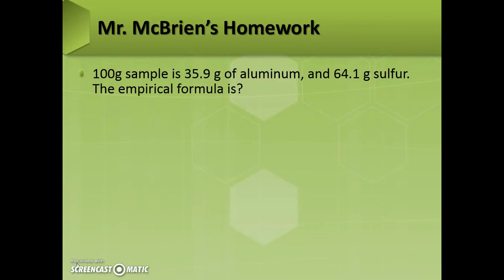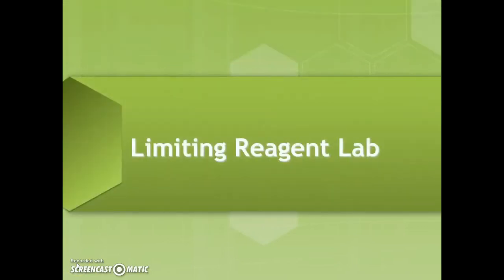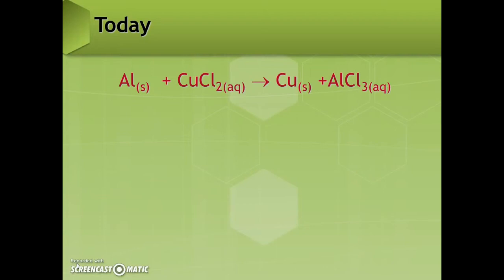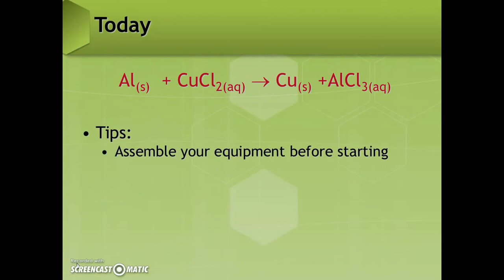Okay, so let's move on now to talk for a few minutes about our limiting reagent lab. Today we're going to react aluminum with copper chloride to produce copper and aluminum chloride in aqueous form. A few hints: it's a good idea to put your equipment together before you start your reaction. Make sure you've got everything that you need before you start.